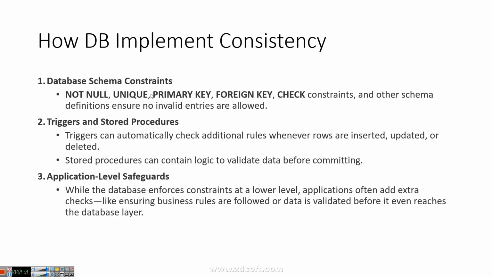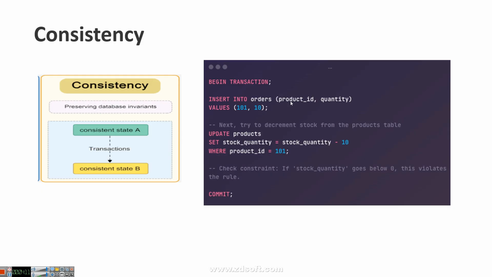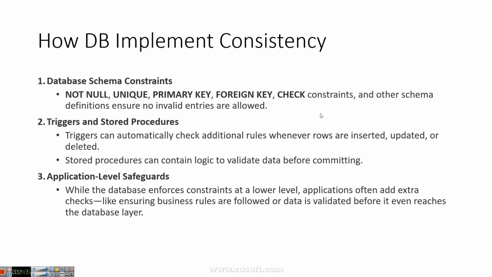Database schema constraints can be done using keywords like not null, unique, primary key, foreign key and check constraints. In the previous example, let's say we want to ensure the quantity should not become 0. If it becomes 0, it should not perform that operation. We can do that using a check constraint. Here, if we are reducing 10 from the existing stock quantity, it will become 0, so it will not allow this operation to happen as we have implemented the check constraint.